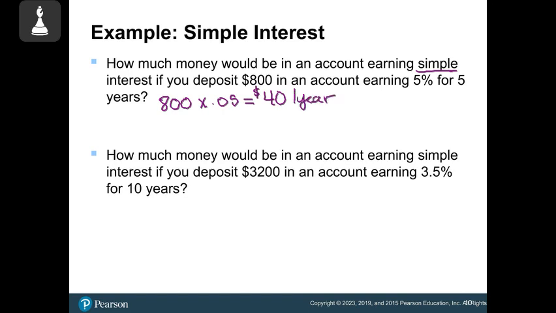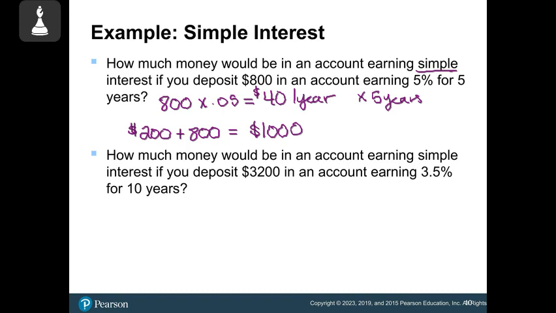Now I'm going to get $40 per year for 5 years. So then I want to times that by 5 years. And my total interest I'm going to earn is $200 in interest. If I add that to my initial $800, I will have $1,000 in the account after 5 years.